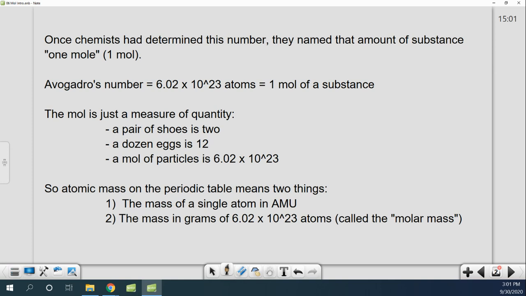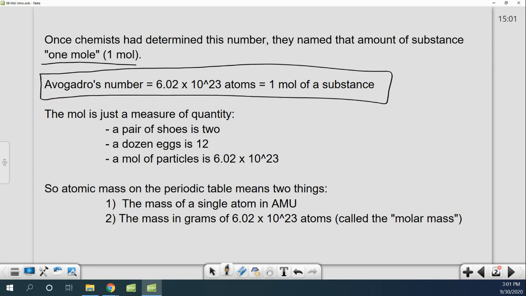It is huge. Once chemists had figured out this number, well, they named the amount of substance 1 mole. So that number of atoms we call a mole. So here's the important part. Circle it, square it, highlight it, underline it. You're going to need this. Avogadro's number, which gives you 1 mole of a substance, is 6.02 times 10 to the power 23 atoms. 6.02 times 10 to the 23.